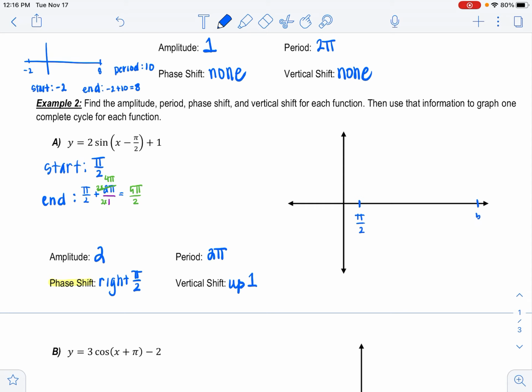Now my last tick mark is 5 pi over 2. I'm going to put it all over as far as I can. So 5 pi over 2 right here. All right, so now I need to know what's directly in the middle.